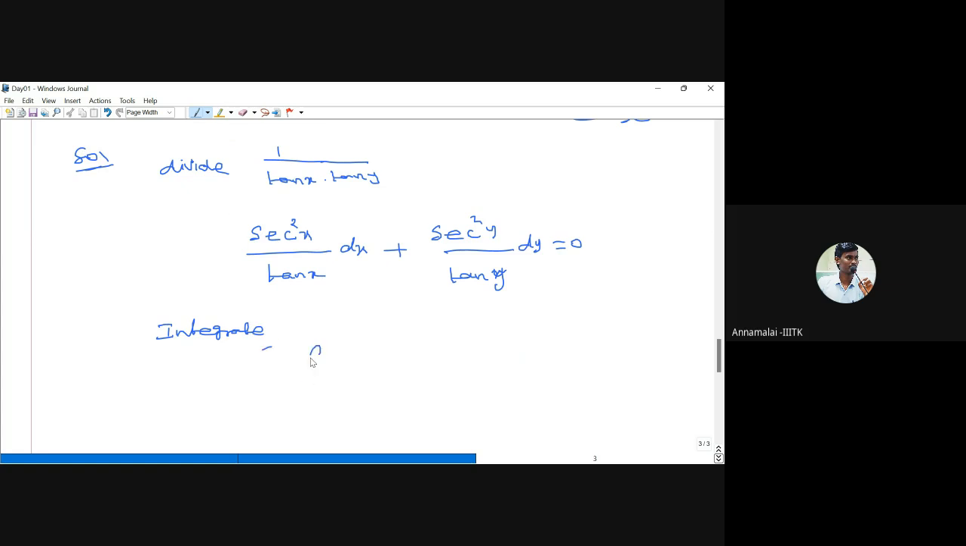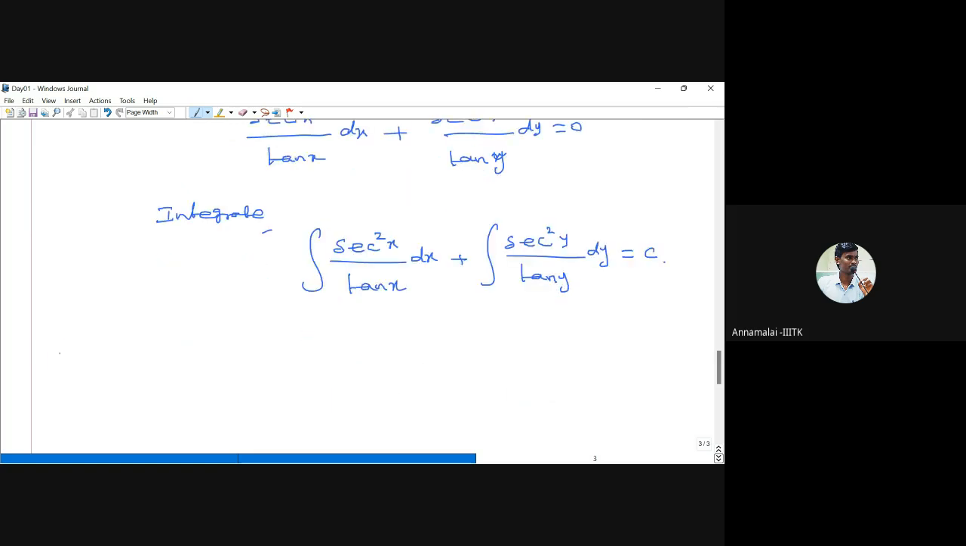what you'll get: integration of secant square x by tan x into dx plus integration of secant square y by tan y into dy. If we integrate, we get some constant c. Now, we know that the derivative of tan x is secant square x. So, if we differentiate the denominator, we get the numerator. Okay, so we know the formula.